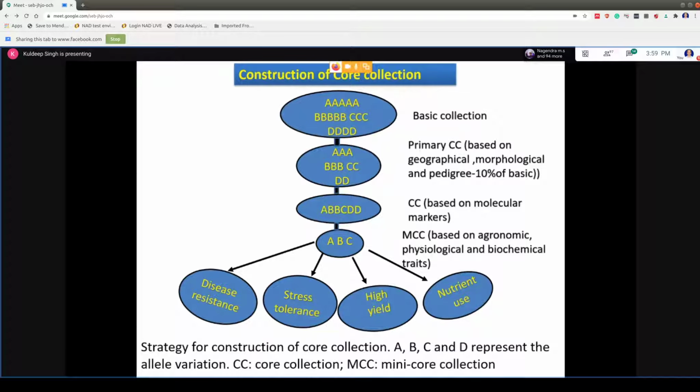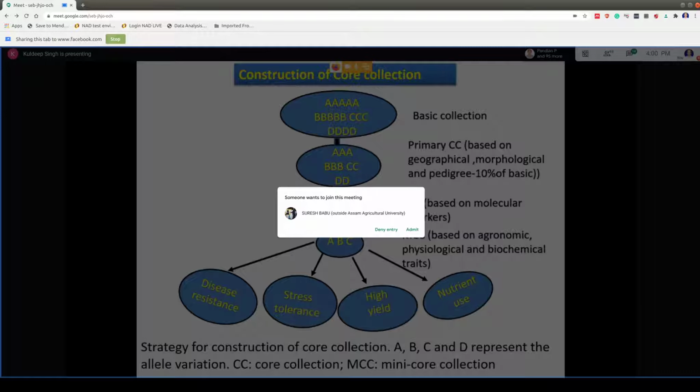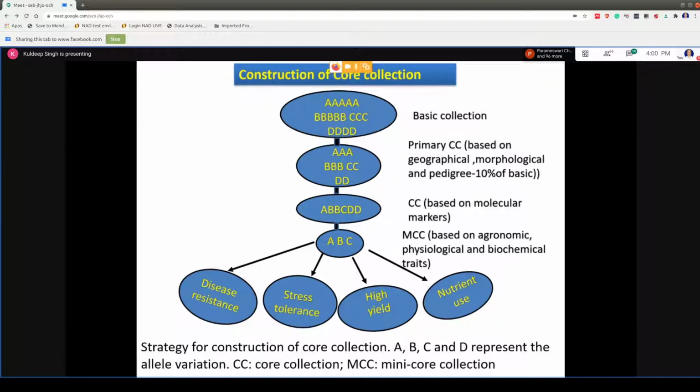But the cores which are generated based on the morphological traits have certain limitations. So if we now combine the geographical data, morphological data, and pedigree data, and then combine it with high throughput genomics, I can assure you that we will have real, very robust cores available with us. Those will be the ones which breeders will like to use, because breeders may not like to use a larger number of accessions with them. And this is especially true with the wild species.